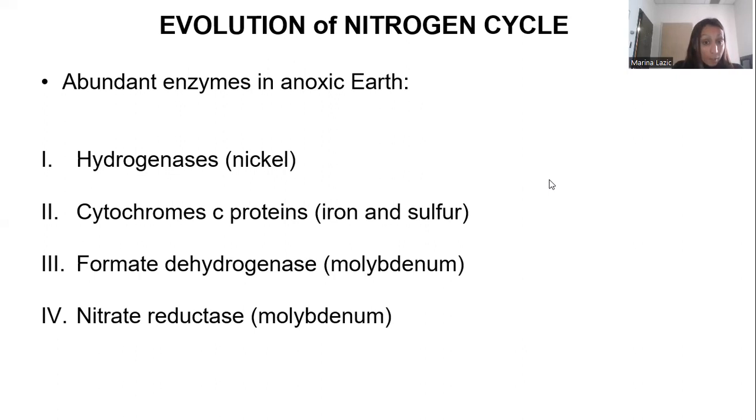Enzymes that were abundant on Earth were hydrogenases. They use nickel as a cofactor, and nickel was abundant. Cytochromes use iron and sulfur, and we know that iron and sulfur were abundant. Formate dehydrogenase that uses molybdenum was abundant. Nitrite reductase, the one that can return nitrogen gas to the atmosphere, that uses molybdenum, that one was abundant.